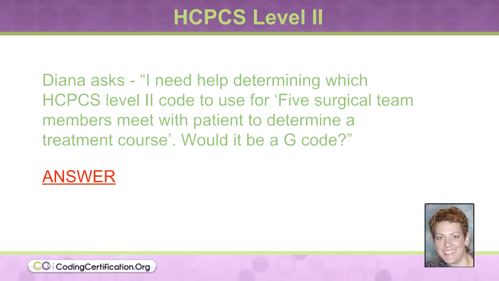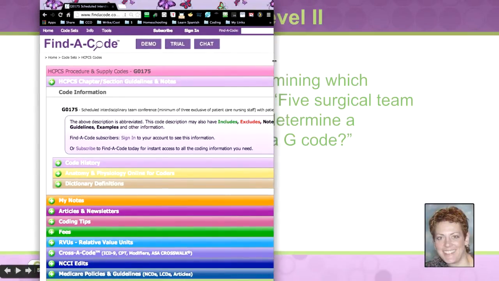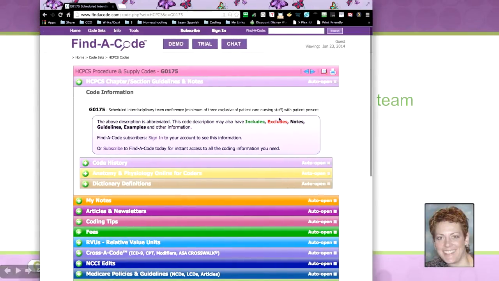Let's see. Good old find a code. Let's see here. G0175: Scheduled interdisciplinary team conference, minimum of 3 team members, exclusive of the patient care nursing staff, with patient present. That's a good possibility. Yeah, okay, that looks good.